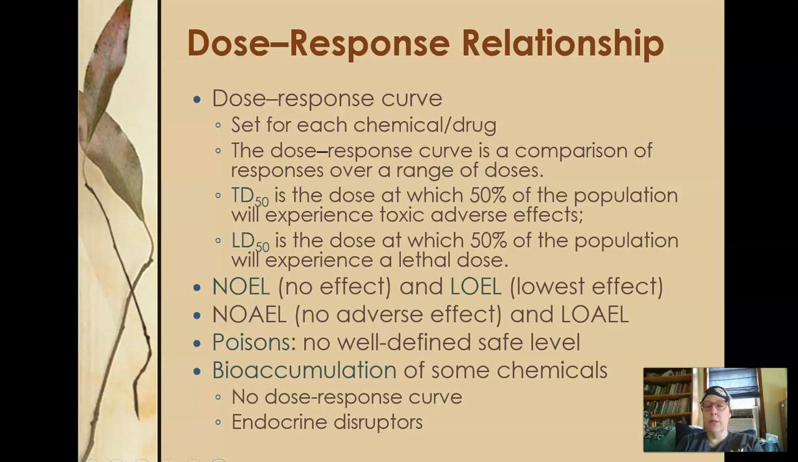Some chemicals will exhibit bioaccumulation. Those have no dose response curve because, again, you're not really clearing them from your body. And a lot of those are endocrine disruptors. Usually the place where you see the most bioaccumulation is in your fat cells. And the body does that a lot of times with chemicals it doesn't know what to do with and can't clear from your body.